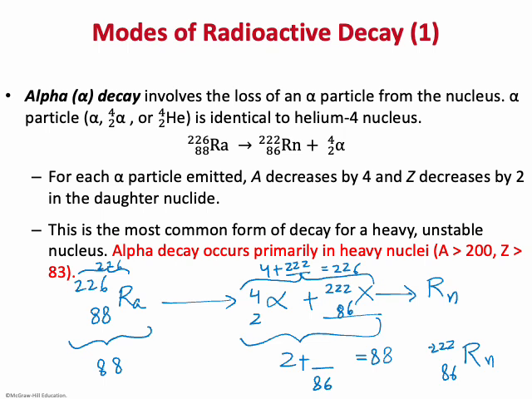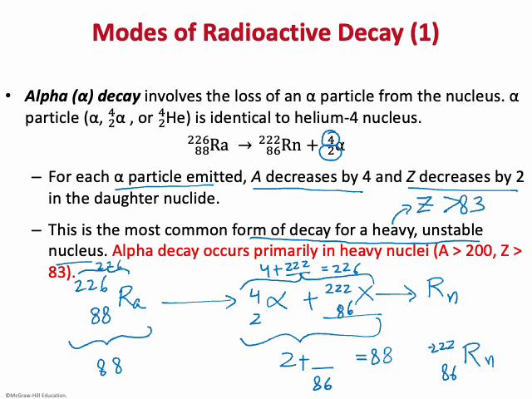Now for every alpha particle emitted, A decreases by 4 because you're losing 4, and Z decreases by 2 because you're losing 2 right here. This is the most common form of decay for a heavy unstable nucleus. What does a heavy unstable nucleus mean? If your Z is greater than 83, most of the time it will undergo alpha decay, as long as your A is greater than 200. You can't find this number on the periodic table, so most of the time we ignore this. But remember, Z greater than 83 usually will undergo alpha decay. So it's the most common form.